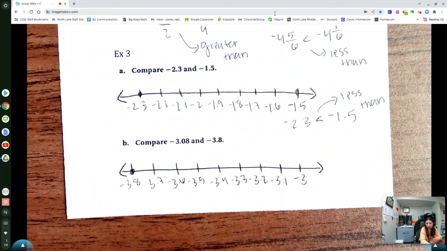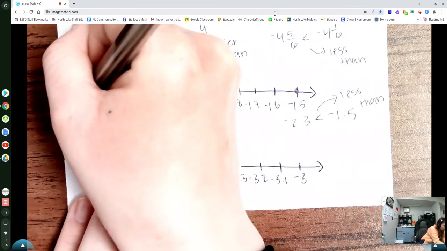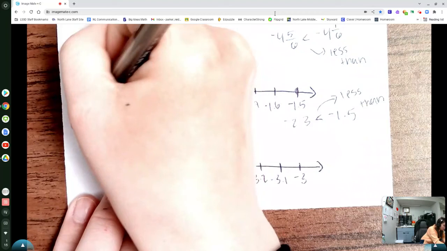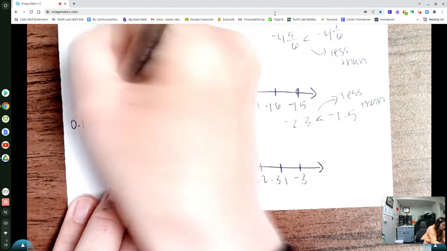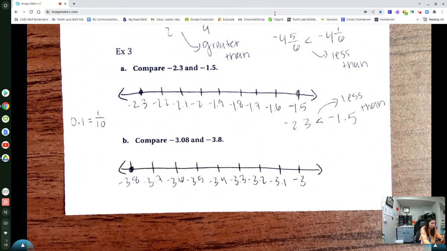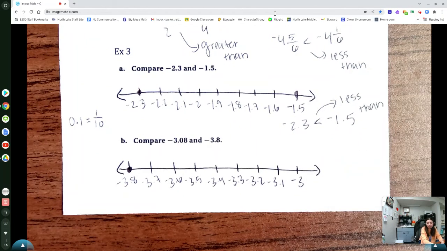Well, we're actually just going to guesstimate about where it should be, because that will at least tell us if it's further to the right or to the left than negative 3.8 is. So let's back up and review that if I have 0.1, a 1 in the tenths place, this represents 1/10. That means 0.2 is 2/10, 0.3 is 3/10, 0.8 is 8/10, so on and so forth.